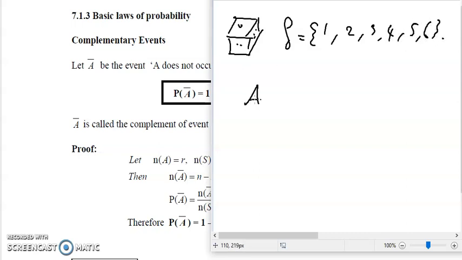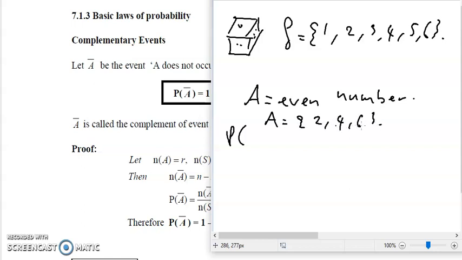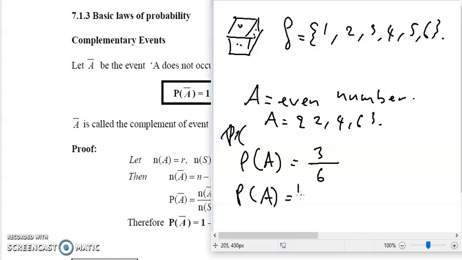And now the event A that I'm going to have is an even number. So we will be having the probability of A, the probability of an even number. Of course, A here will be equal to 2, 4, and 6, right? So the probability of A will be equal to the number of A, which is 3 out of 6. So probability of A will be equal to 1 over 2.